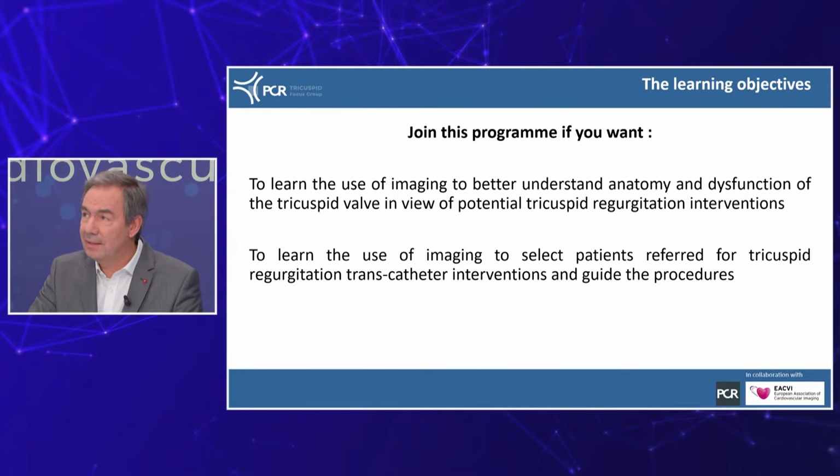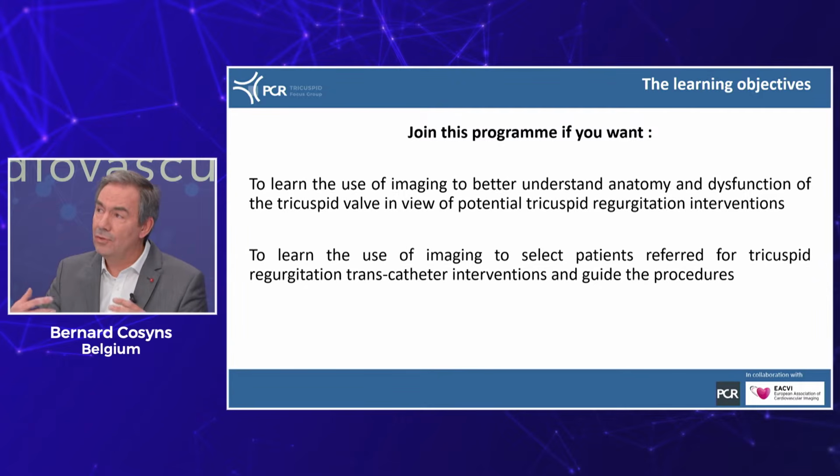And then let me also introduce the learning objectives. So we want to highlight the use of imaging to better understand the anatomy of this complex valve and also the mechanism of dysfunction in view of potential tricuspid regurgitation intervention, and also to learn how to use imaging in order to select more appropriately the patients referred for transcatheter tricuspid regurgitation intervention, and also to guide the procedures.